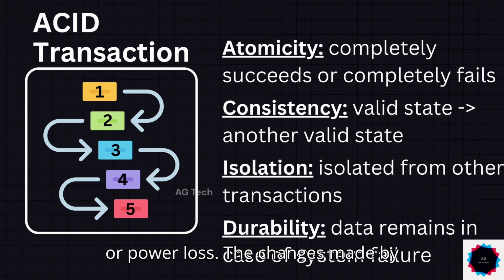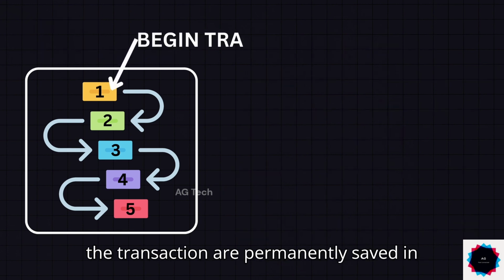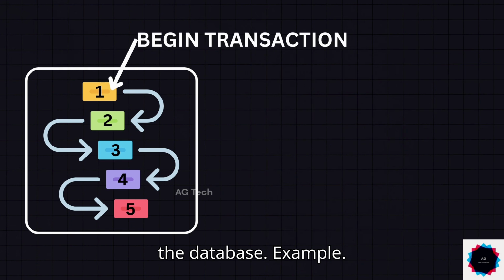4. Durability. Durability means that once a transaction has been committed, it will remain committed even if there is a system crash or power loss. The changes made by the transaction are permanently saved in the database.